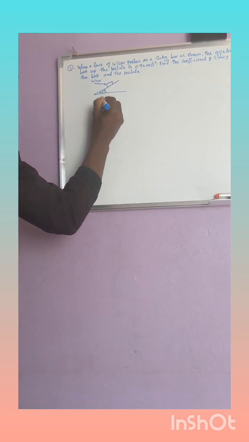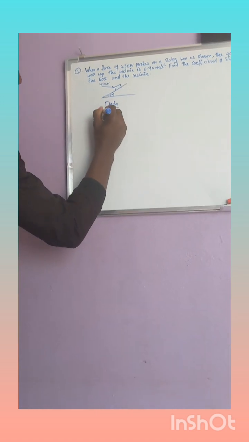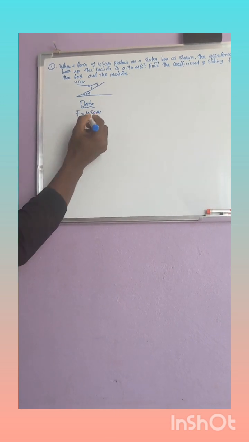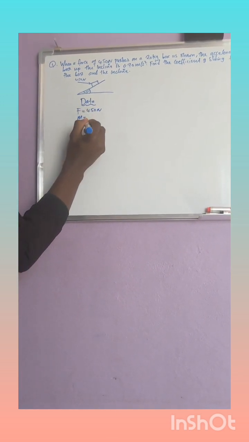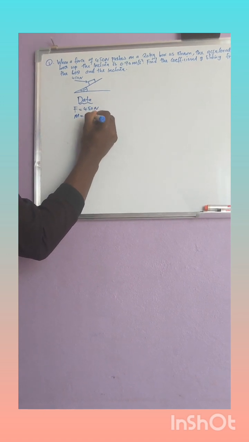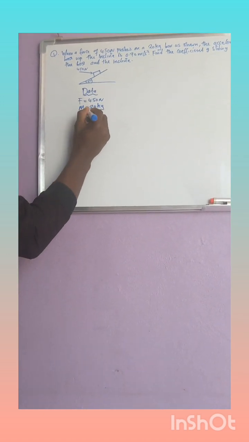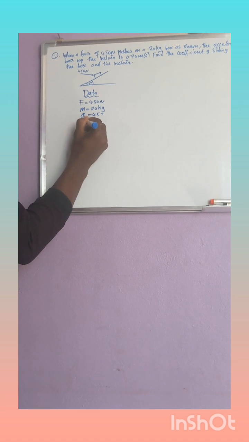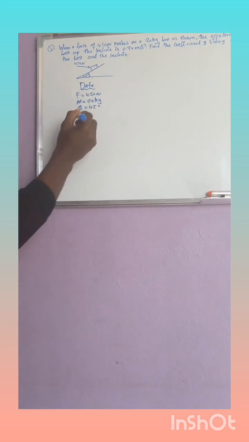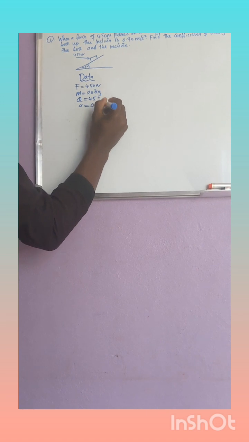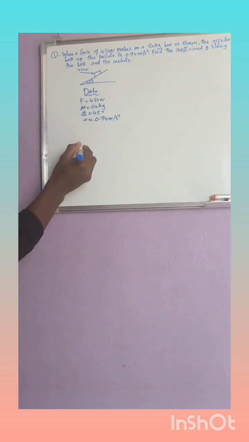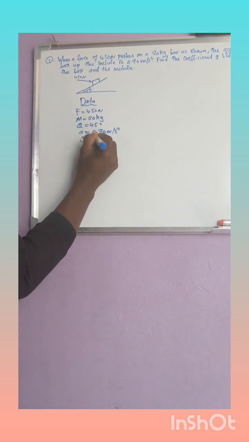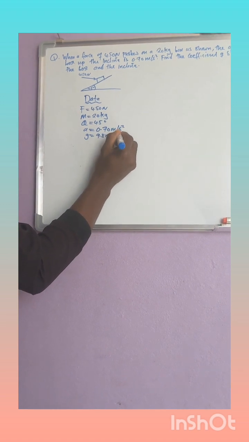So the data: we have the force of 450 newtons. We have the mass, which is 20 kg. We have the angle, theta, of 45 degrees. We have the acceleration in the x-axis, which is 0.70 meters per second squared. We have the gravity. We know that acceleration due to gravity is 9.8 meters per second squared.